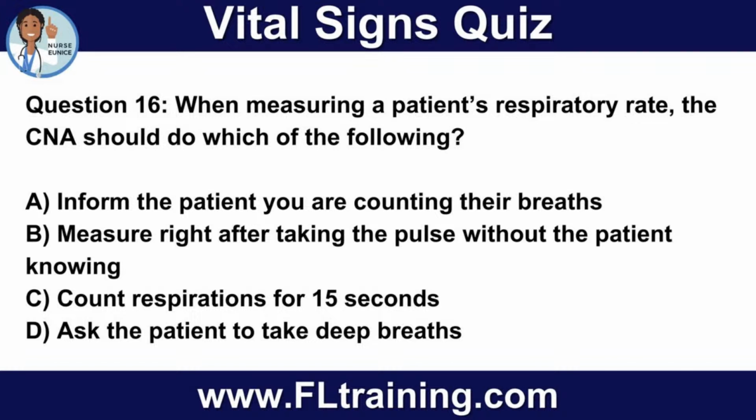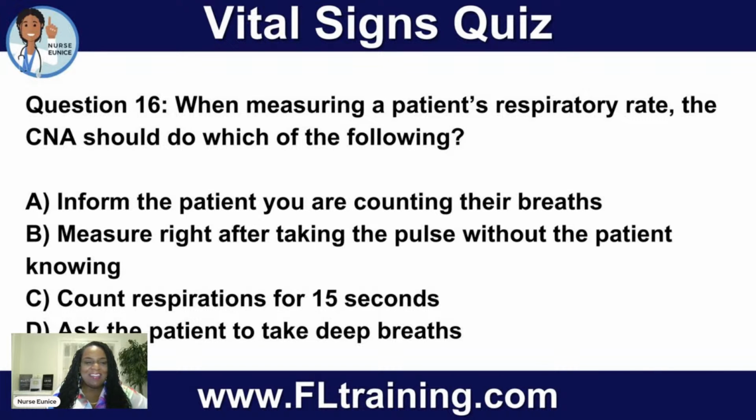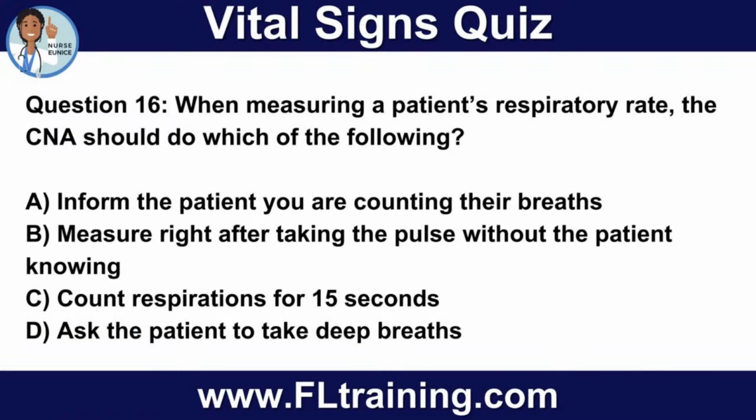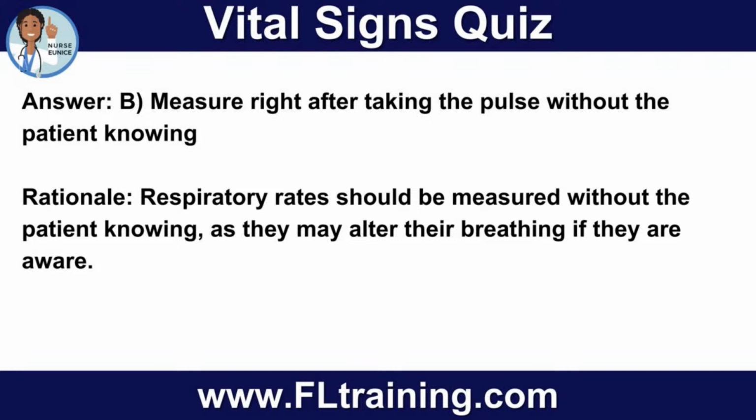Question 16. When measuring the patient's respiratory rate, the CNA should do which of the following? A, inform the patient that you're counting their breaths. B, measure right after taking the pulse without letting the patient know. C, count respirations for 15 seconds. D, ask the patient to take deep breaths. You're counting their respiratory rate. What should you do? I know. Brenda put F. Yes, everybody, it is B.